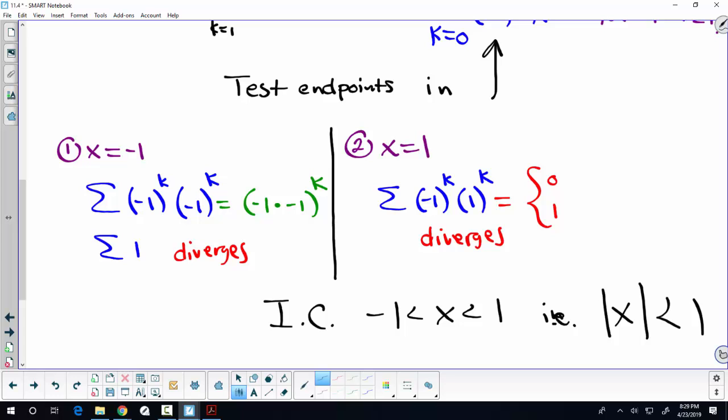Anyone have any questions on that? So just remember, when you apply the root or the ratio test to a power series, a function of x, you've got to test the endpoints. When you differentiate or integrate, you have to test the endpoints. Those are the two instances where you test the endpoints.